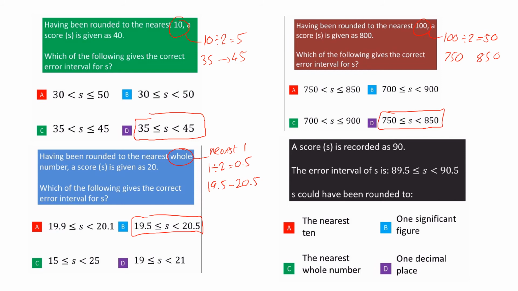Lastly, they've recorded it as 90, and they've said the error interval is 89.5 to 90.5. So we actually want to work out what we rounded to. In this case, think about what they added on to 90. They added on a half, and because we're working backwards, we're going to double that to work out we were rounding to the nearest 1. So the nearest whole number was what they were doing. You could have also had 2 significant figures, but that's not one of our options.